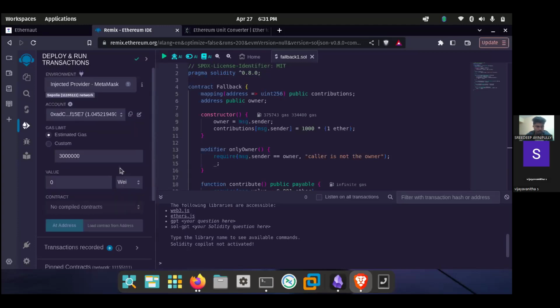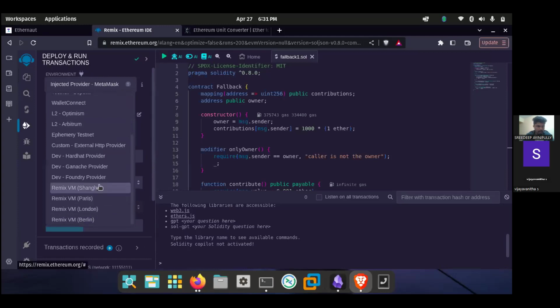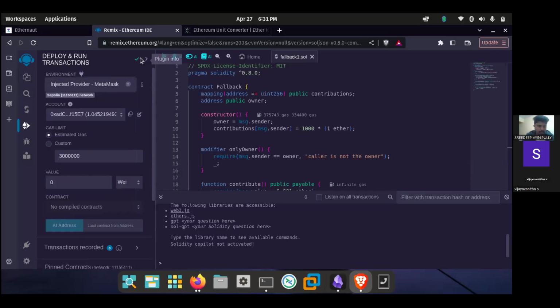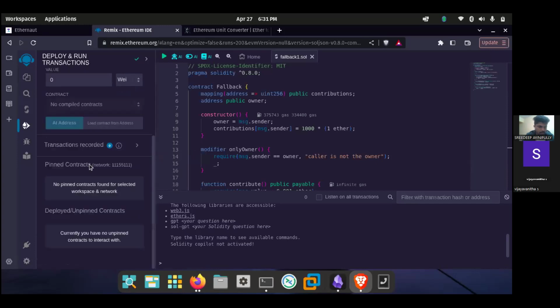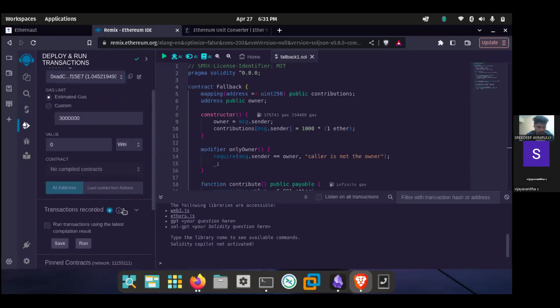So this is the environment. That's what I meant to say. We have a lot of environments here; Remix itself has an environment just for testing. Since we are using cross platform, that's why I connected to Injected MetaMask here, linked to my Remix. This is my account, ending in E7, so it is linked to my account.